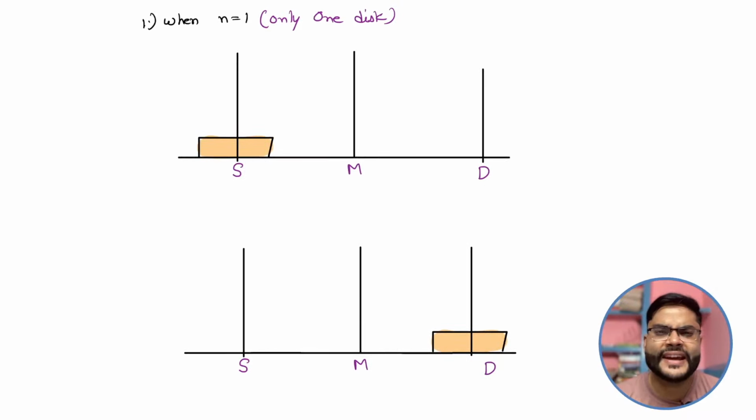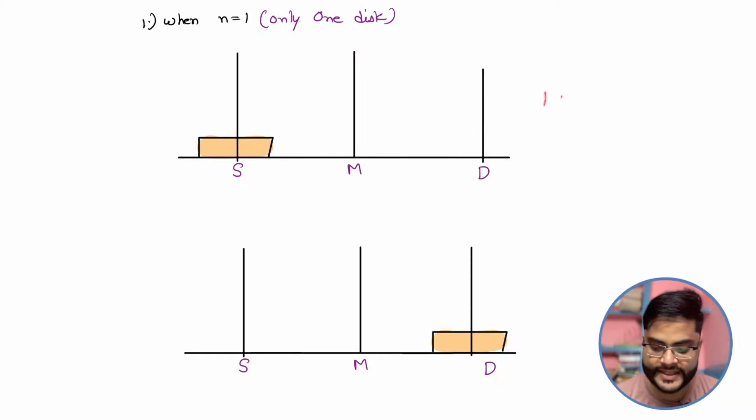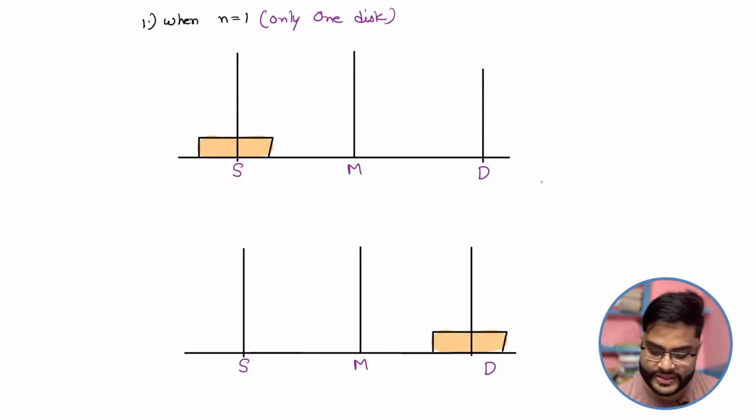Okay, so let's say we have only one disk in the source, and I want to move it to the destination. So how can I move it? I can simply move it to the destination in one single step. So in this case, only one step is required.